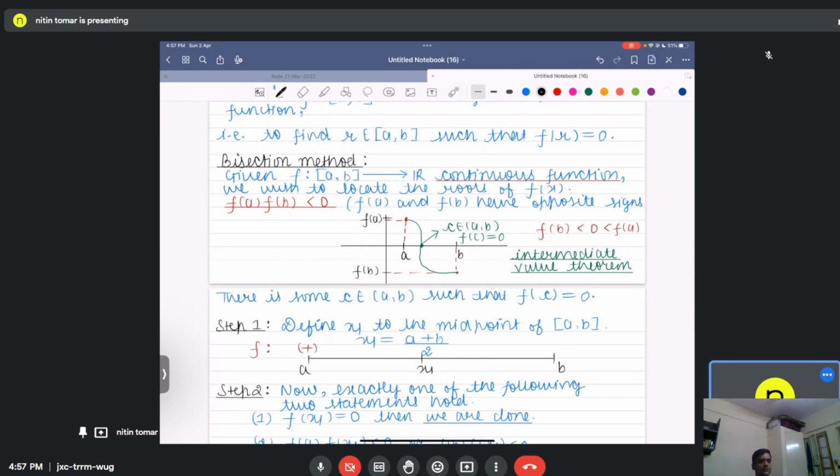Okay, so let's say you have ensured that there is one root that will be lying in the closed interval [a, b].